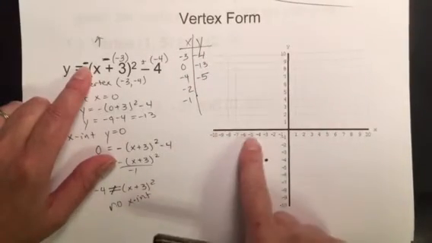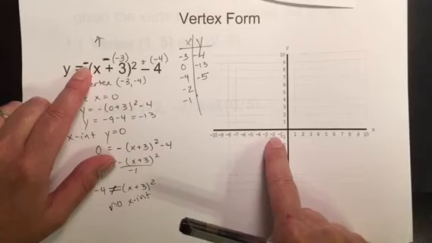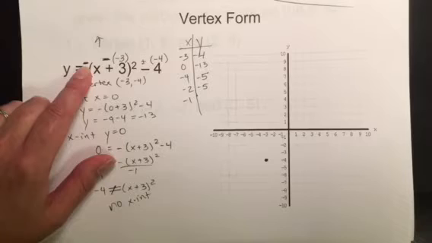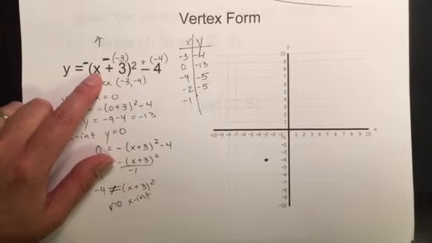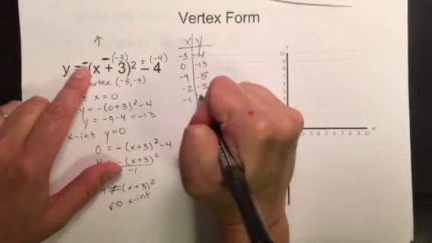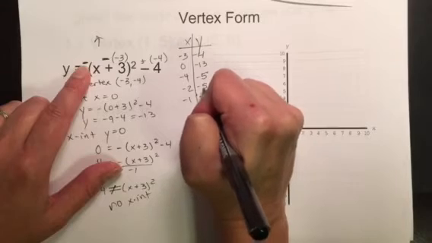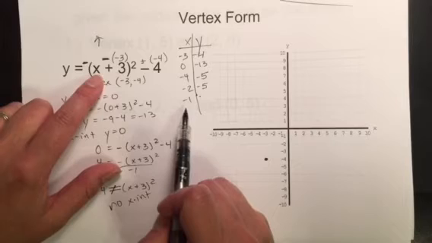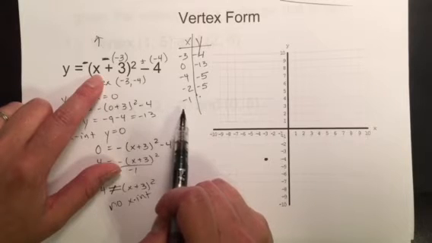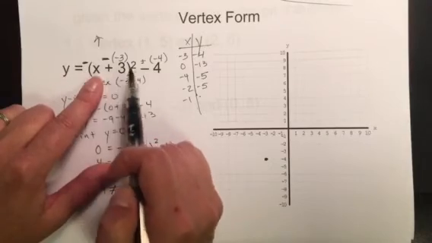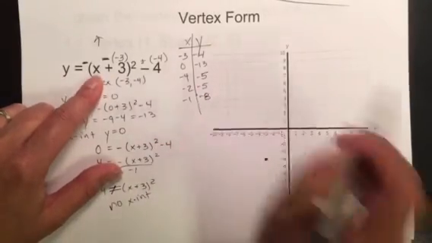So negative 5. Now, my negative 2 value had better be negative 5 as well because of the symmetry, or I've done something wrong. So let's double check. Negative 2 plus 3 is 1. 1 squared is 1, so negative 1 minus 4 is negative 5, which I already wrote right there. All right, then negative 1, I'm going to plug that in. Negative 1 plus 3 is 2. 2 squared is 4. So that's a negative 4 minus 4 is negative 8.